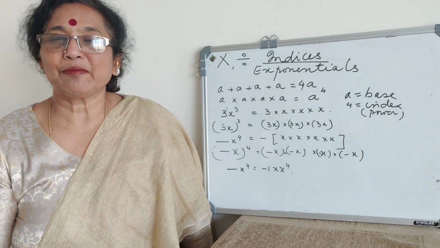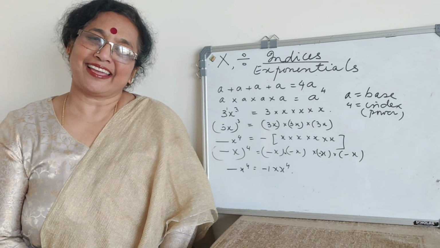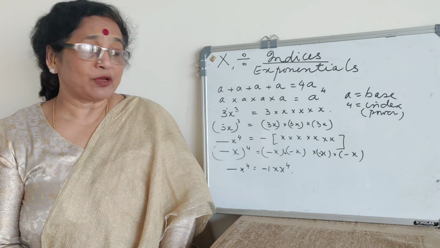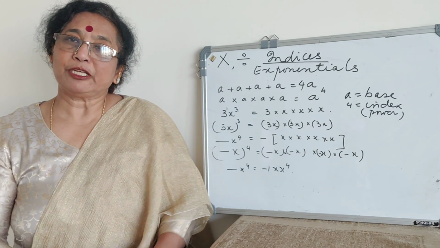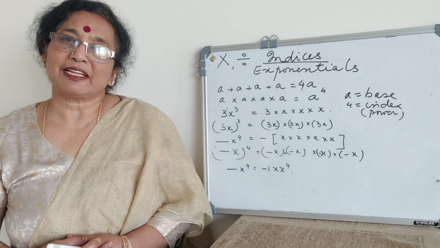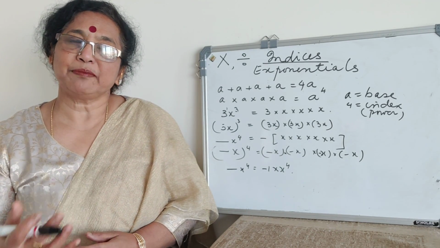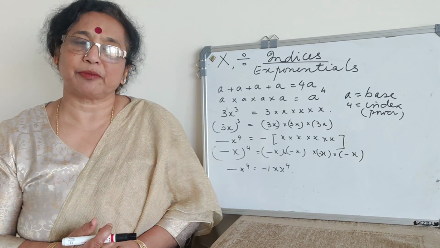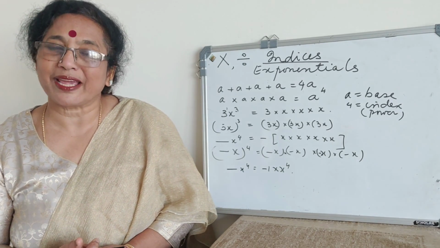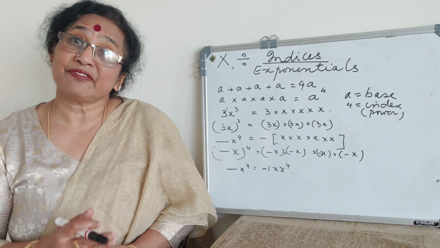Hello children, today I am doing indices and exponents for the 8th and the 9th class. Now, in this chapter we'll be doing how it is applied only for two operations, that is multiplication and division. Now when you are doing times tables, like when they say 4 into 5, 4 5s are 20, we are doing continued addition, repetitive addition.